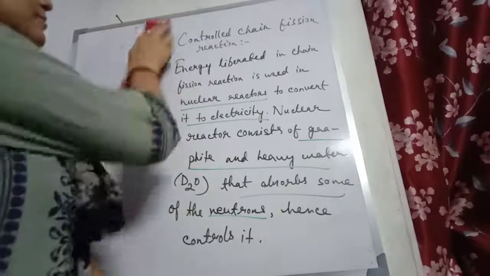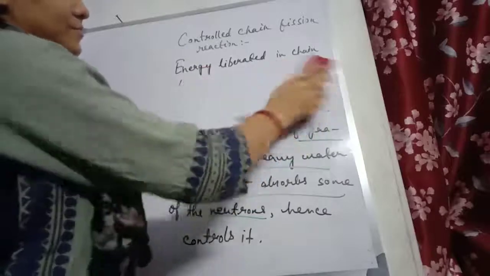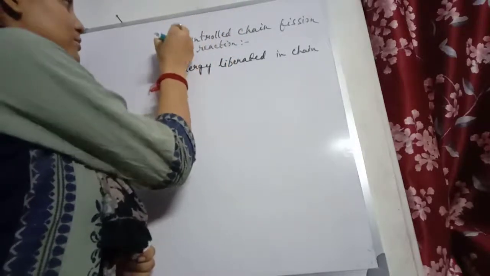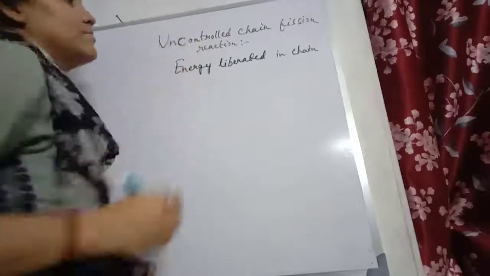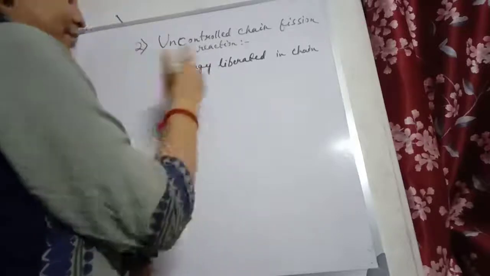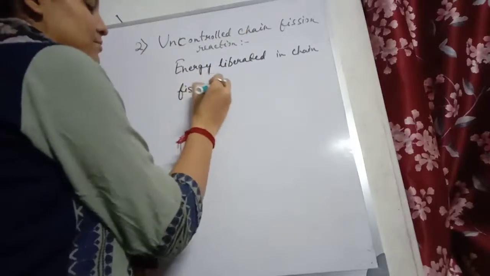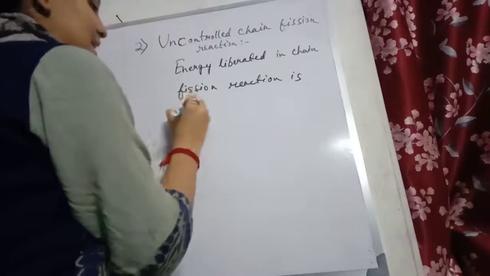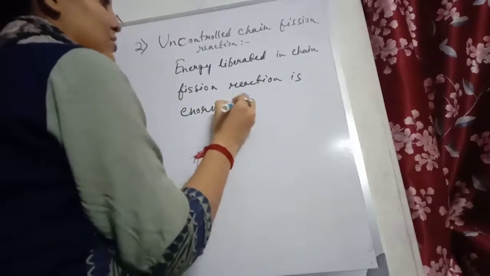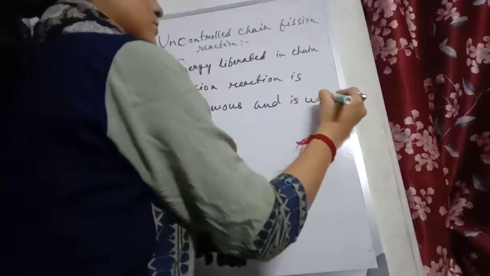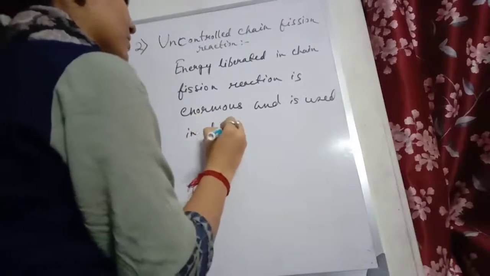Okay, now the second one is uncontrolled chain fission reaction. Now, why is it uncontrolled and what happens over here? So here the energy liberated in chain fission reaction is enormous. Enormous means very large. Okay, and it is used in atom bombs.